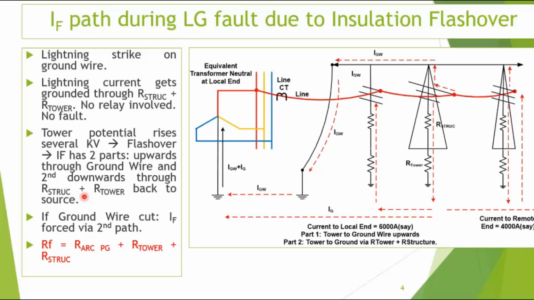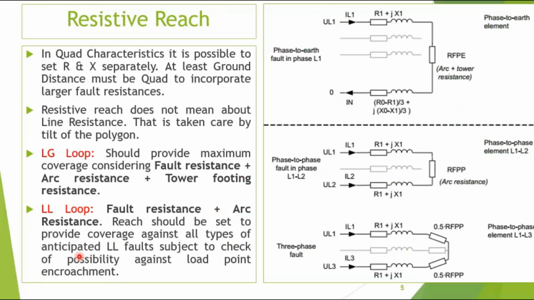Okay. So if we plan our resistance according to arc resistance plus tower resistance and the object resistance, we can take care of all the resistive faults possible. That is the lesson from here.